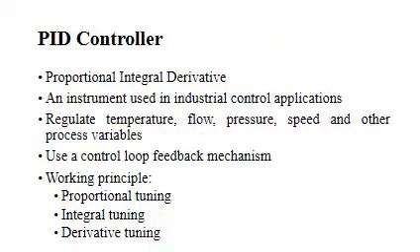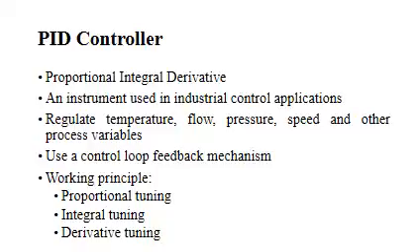A PID controller, PID meaning proportional integral derivative controller, is an instrument used in industrial control applications to regulate temperature, flow, pressure, speed, and other process variables. This three-term controller uses a control loop feedback mechanism to control process variables and is the most accurate and stable controller. A PID controller consists of three terms, namely proportional, integral, and derivative control.